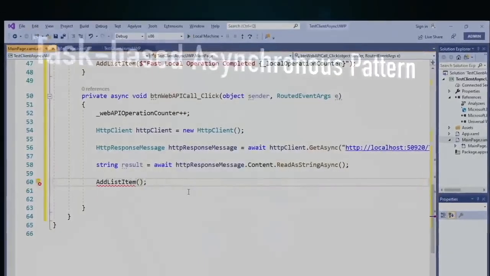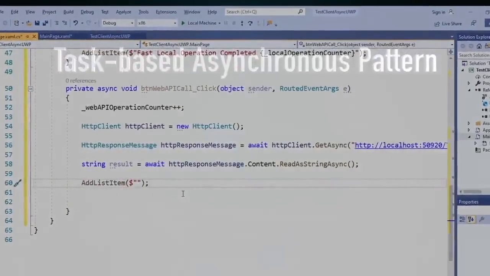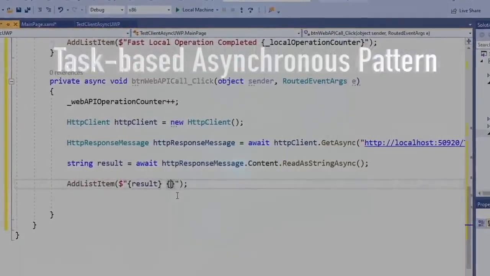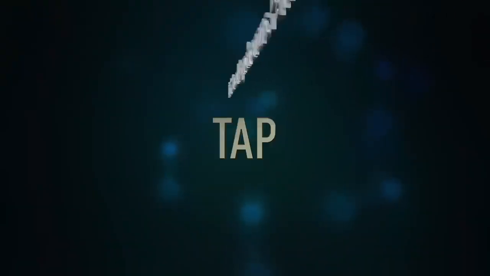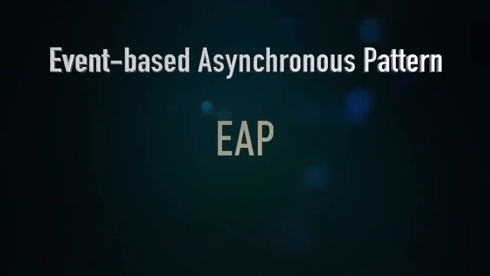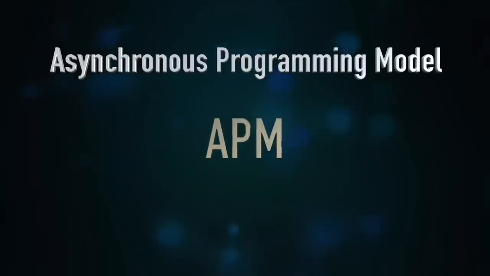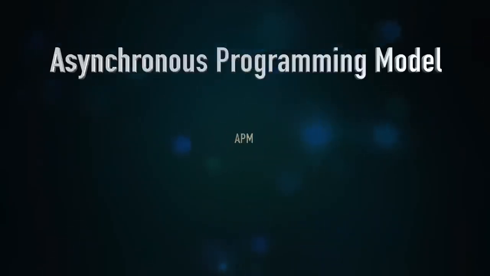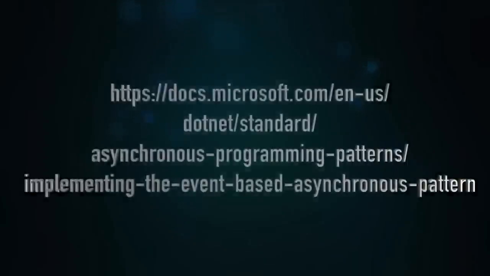Microsoft's recommended approach to including asynchronous behavior in new applications is to use the task-based asynchronous pattern, TAP. The two legacy methods for providing asynchronous behavior are event-based asynchronous pattern, EAP, and asynchronous programming model, APM. The event-based asynchronous pattern will not be discussed in this video series, but if you wish to learn more about this legacy pattern, please navigate to this URL.